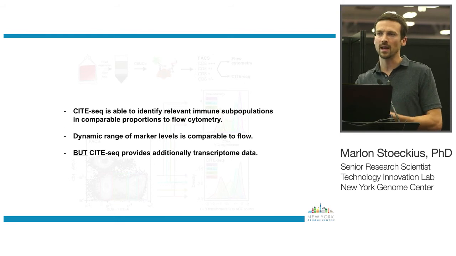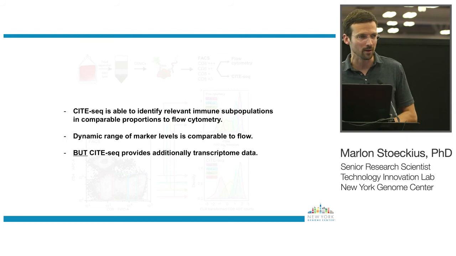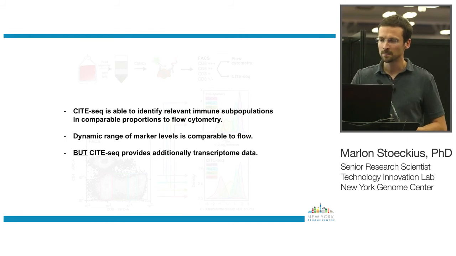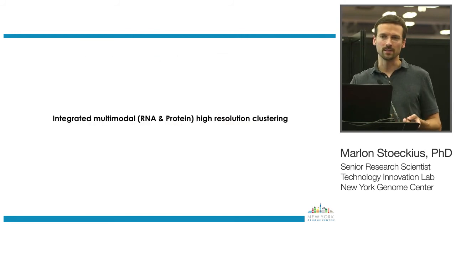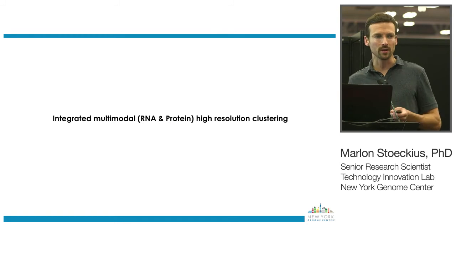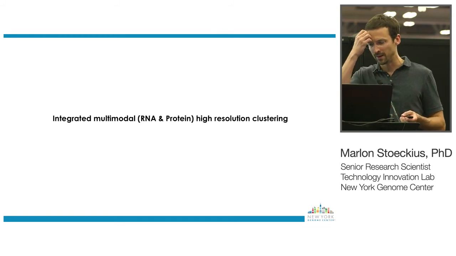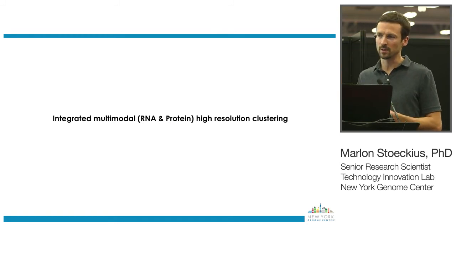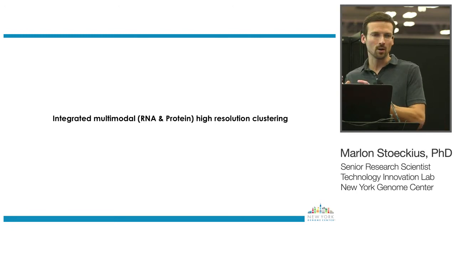But CITE-seq again gives you the added benefit of the unbiased transcriptional profile of every single cell in your experiment. So now, what can we do with that data set? Since we have the RNA and the protein measurement in parallel, and if we have more and more protein measurements on top of that, then we can use this data to optimize our clustering.